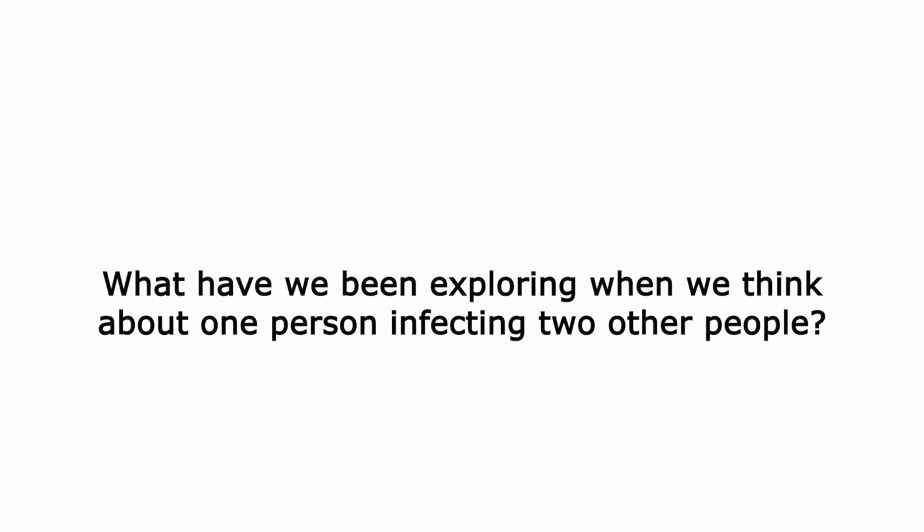Julia, what have we been exploring when we think about one person infecting two other people? Actually, what we're already starting to see here is one of the most important ideas in disease modelling. If we have one person, how many people do they go on to infect on average? This is the key idea. This is something we call the reproduction ratio, but that's such a mouthful that modellers usually just call it R.